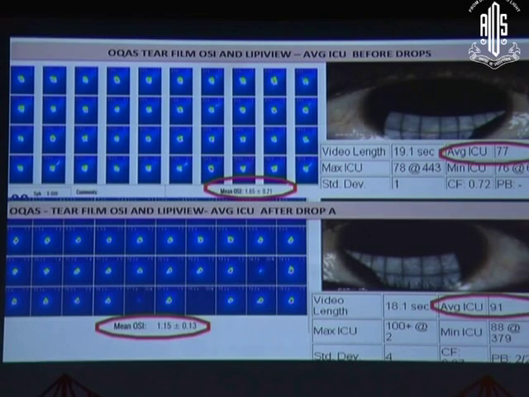This was a small study that we did in our hospital, where we tried different lubricating eye drops on different kinds of dry eye patients with aqueous deficient and evaporative dry eye.